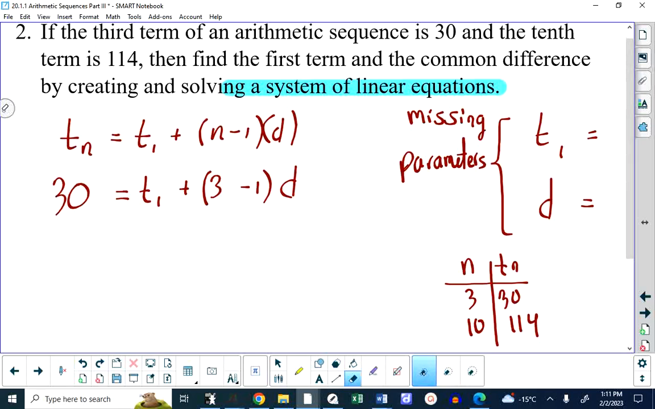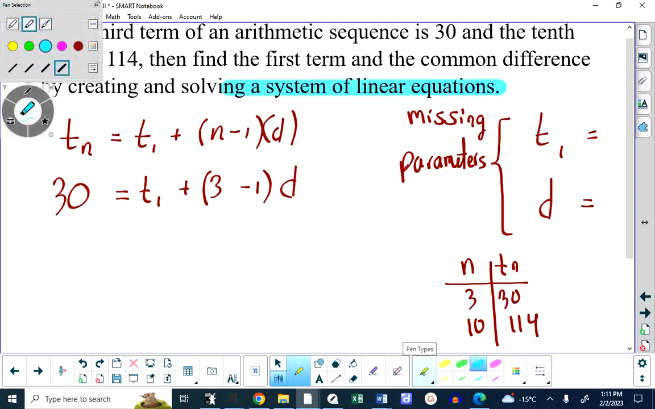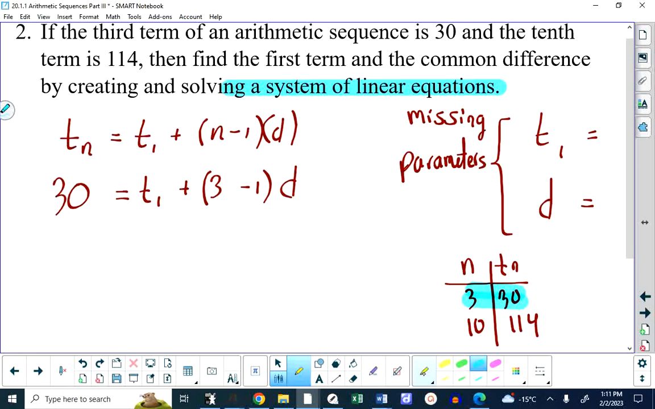Should be 3 minus 1. So we put in this pair of numbers, and I can't stress this enough, that these numbers go together. The 3 goes with the 30. When you put 3 in for n, the 30 comes out. You can't just randomly put in, say, the 3 for n and the 114 for tn. They don't go together. So we have an equation, and I would like you to label this equation as equation 1.